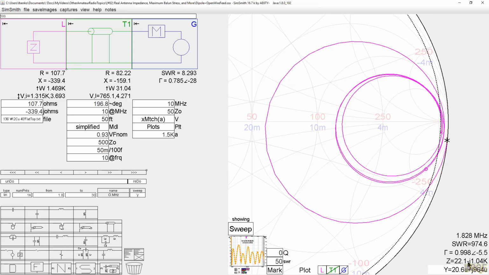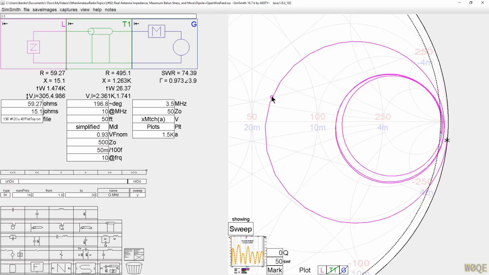It's 22 minus J 1040. I have a line here shown on the Smith chart, which is a 50-to-1 SWR. We have a lot of points here in this graph that are outside the 50-to-1 SWR. If we wanted to use this antenna as a multiband antenna, and we had 50 feet of transmission line, and we varied our frequency here, we would see that any frequency, let's go back and start at the beginning.